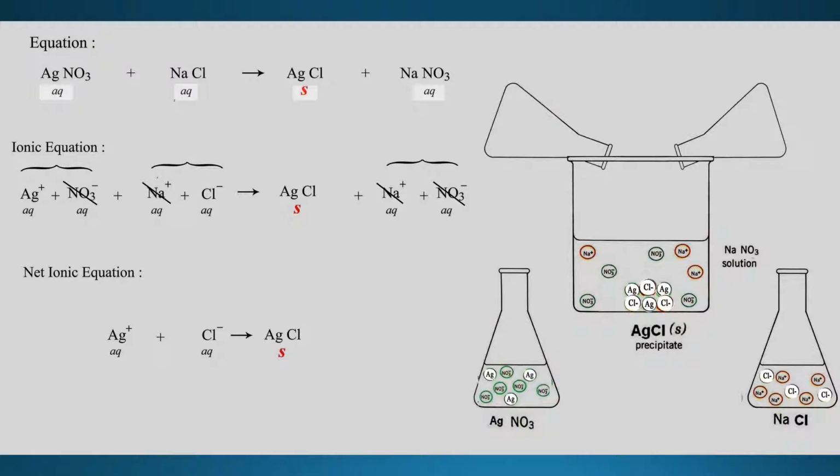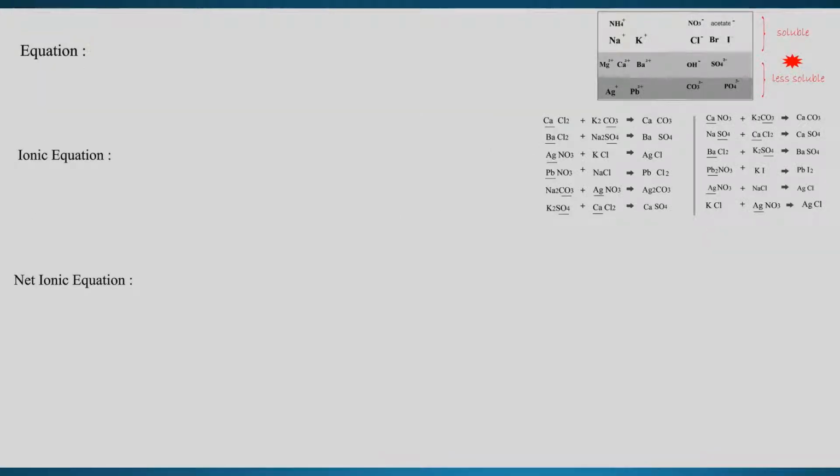Now let's do another example. Those we cross out, which is the NaNO3, as they are not involved in reaction, we just call them a spectator, that they are only watching and didn't do anything. Now let's do one more example of net ionic equation.